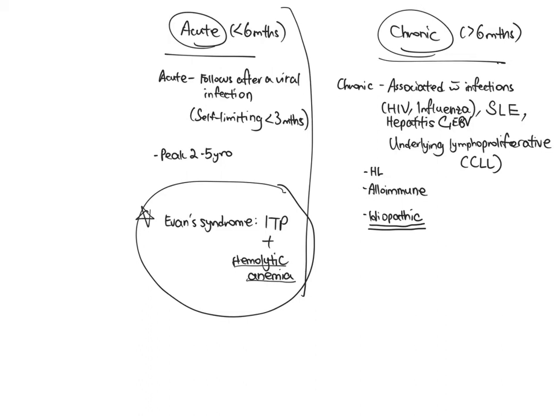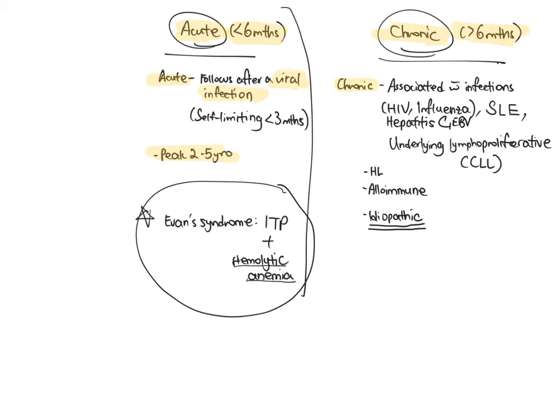With this condition, it tends to be a diagnosis of exclusion. So next I'll talk about here, there are two forms of ITP, acute and chronic. And the difference is due to the time, so less than 6 months or more than 6 months. In acute, it tends to follow after a viral infection, and it tends to peak at 2 to 5 years old. Quite common in pediatric populations.